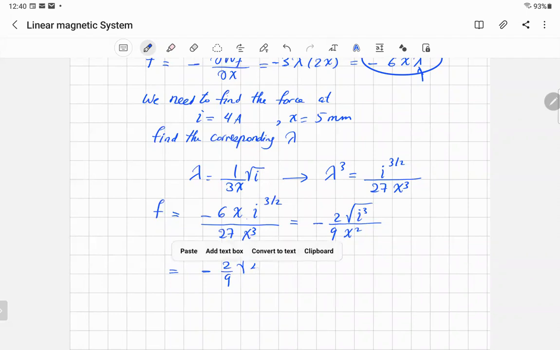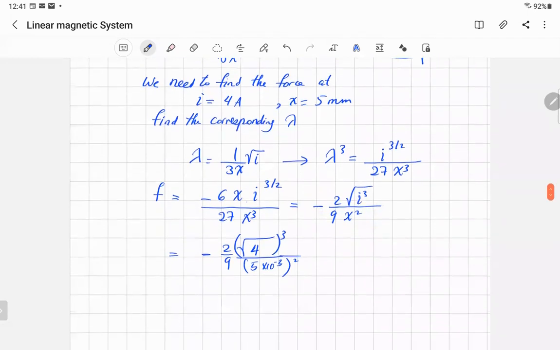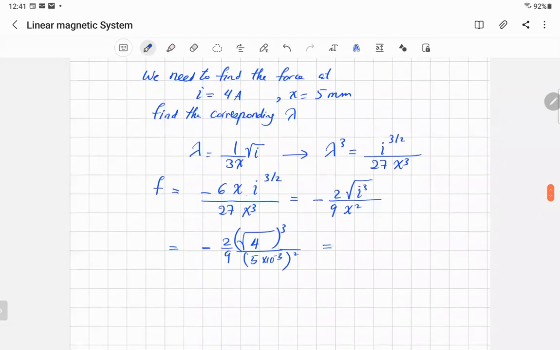Maybe I will just do it like this: 4 squared, and then I cubed, that will be easier. The same thing, 2 over 3, doesn't matter. And x is equal to 5 millimeter, which will be 5 times 10 to the minus 3, squared. Oh, it should be meter, not millimeter. So now, if you can help me with the calculation, the value we're going to get.